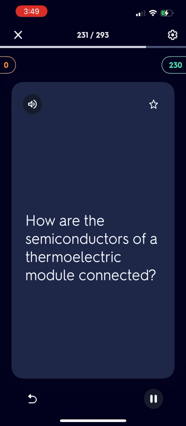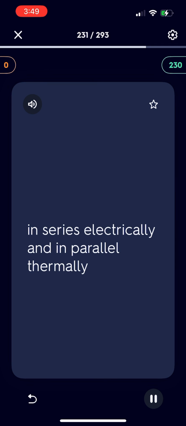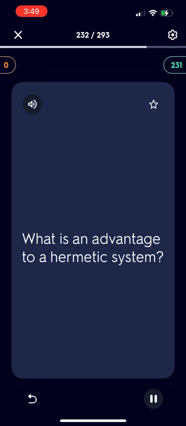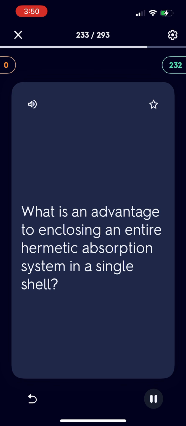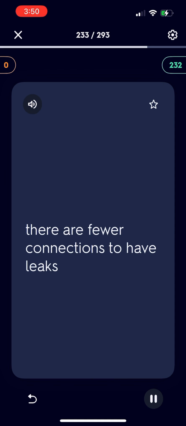How are the semiconductors of a thermoelectric module connected? In series electrically and in parallel thermally. What is an advantage to a hermetic system? Better quality control. What is an advantage to enclosing an entire hermetic absorption system in a single shell? There are fewer connections to have leaks.